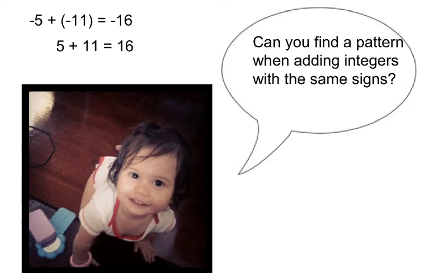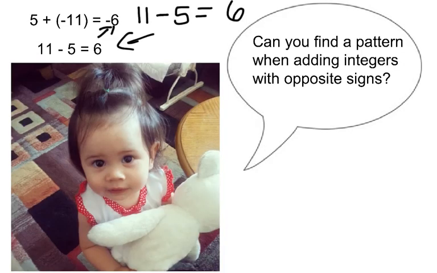So when we have -5 plus -11, we get -16. And we notice that if we add the absolute values of 5 and 11, we get +16. So have you noticed a pattern? Let's try some more problems. Let's first work with opposite signs.